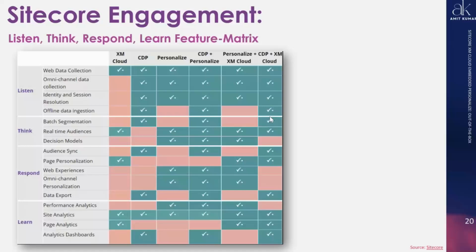When you need to implement those types of use cases, you need to buy the full-fledged license, because there you need historical data, so you need a full-fledged license for the CDP and personalization. That's why this is very important: when you are going to propose any of the products, you can go through these attributes and decide which product needs to be bought.